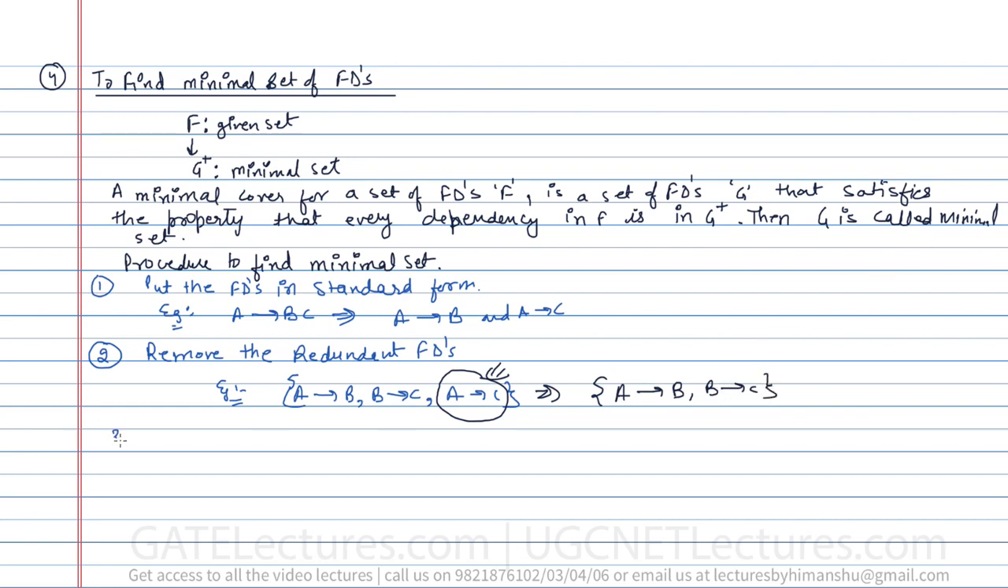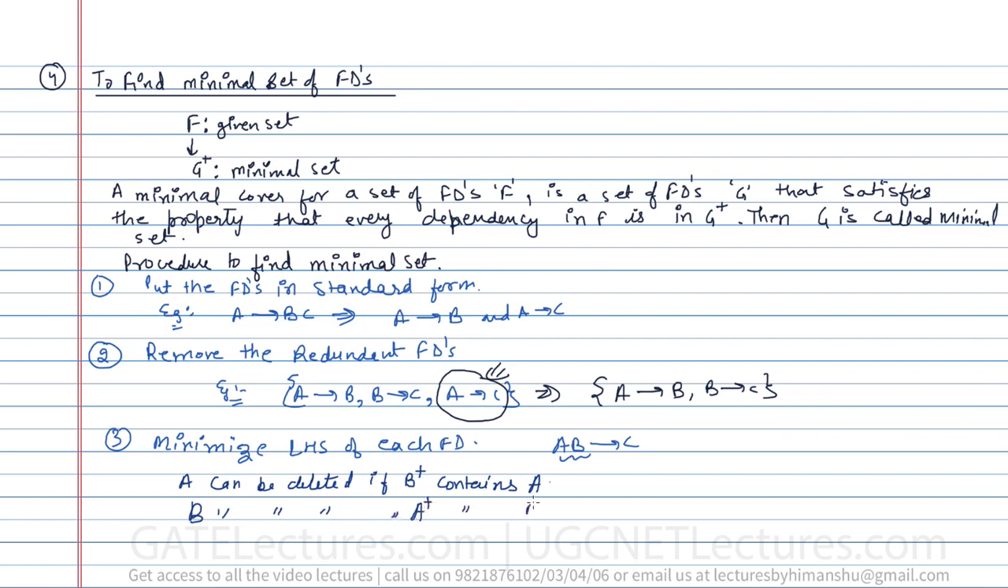And the third step is to minimize the left hand side of each functional dependency. That means if you have a functional dependency like AB can determine C, here in the left hand side we have AB, so you try to minimize it. How can you minimize it? A can be deleted if B plus contains A. In the same way, B can be deleted if A plus contains B, right?